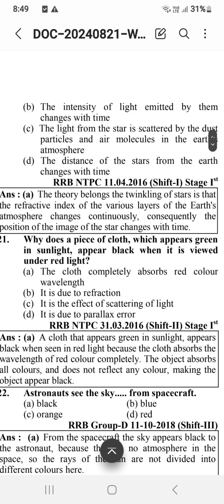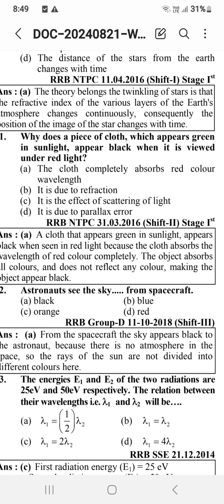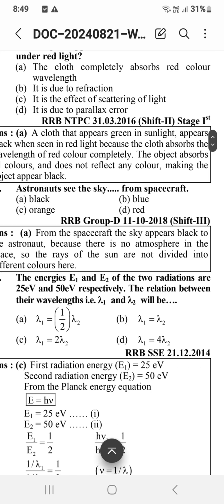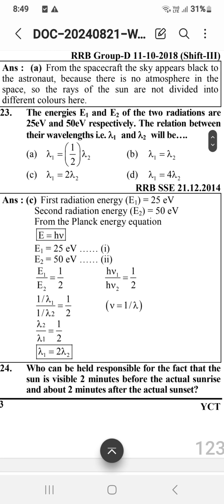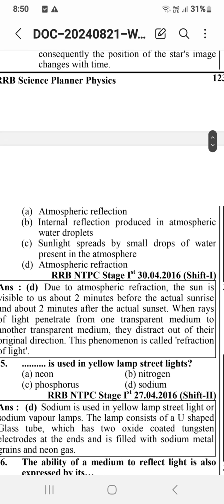Astronauts see the sky black from the spacecraft. The energies E1 and E2 of two radiations are 25 electron-volt and 50 electron-volt respectively. The relation between their wavelengths is λ1 equals 2 λ2. What is responsible for the fact that the sun is visible 2 minutes before the actual sunrise and about 2 minutes after the actual sunset? Atmospheric refraction.